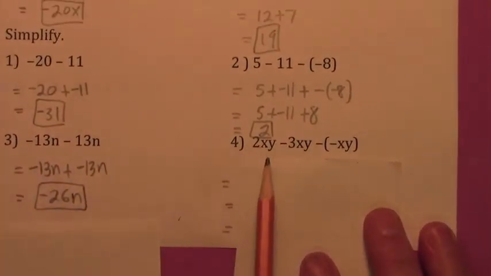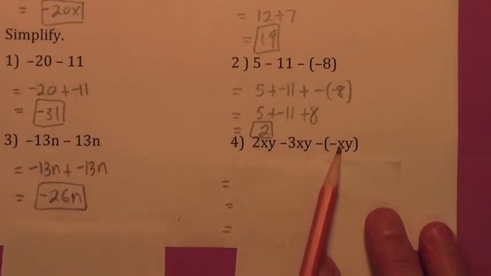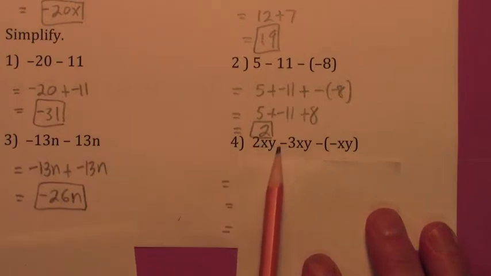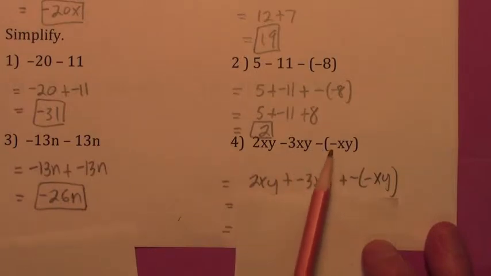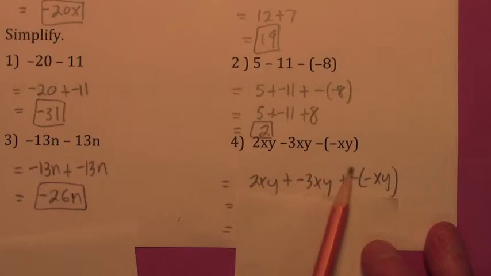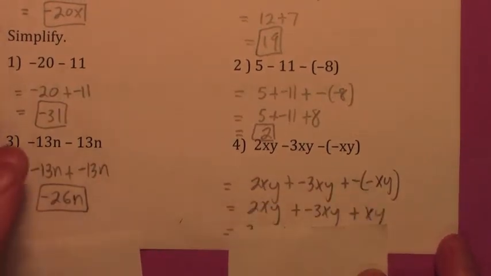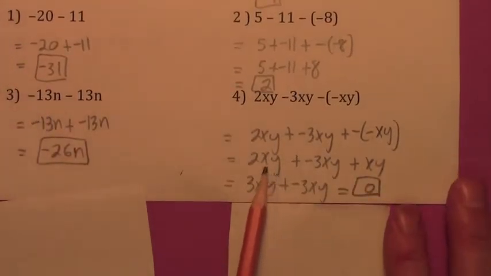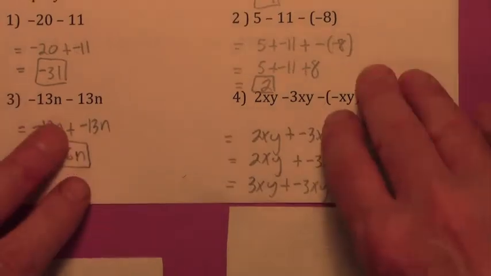This one, you get 2xy minus 3xy minus negative xy. Okay, that's a minus sign because there's an expression in front of it. That becomes plus a negative, see? This minus sign becomes plus a negative, but this symbol here in front of the xy, this stays there. Then we get rid of the double negative. This just becomes plus xy on the end. And then when you add all these up, if I add the 2xy plus the 1xy, I get 3xy. But 3xy plus negative 3xy is just 0. That's your answer.